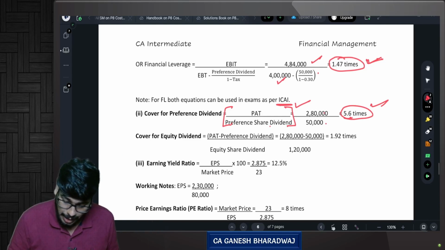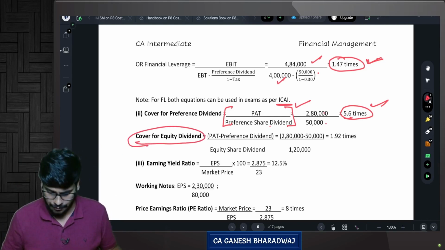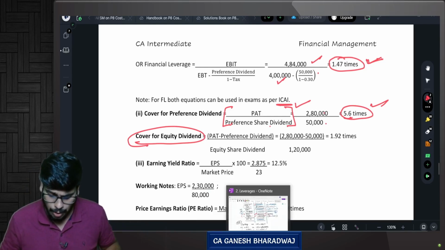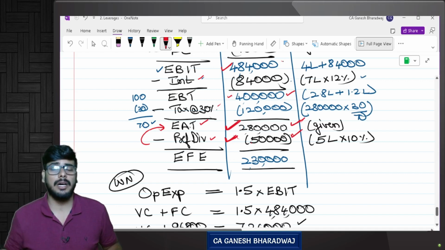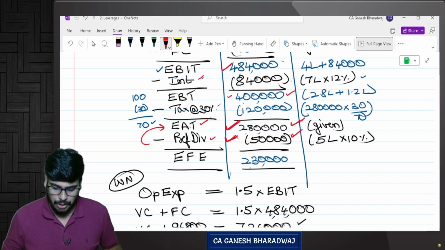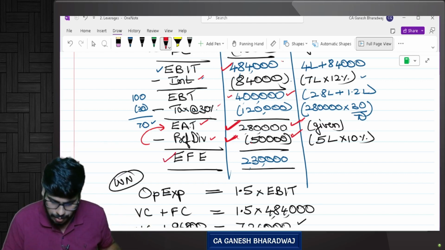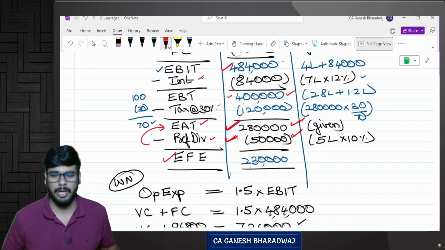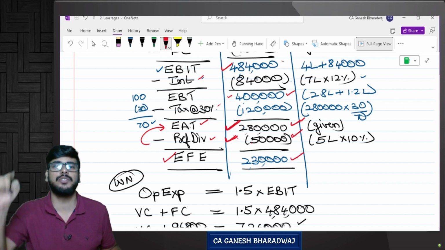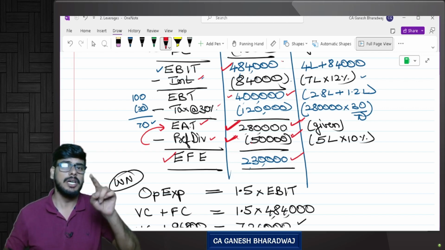Sir, then cover for equity dividend, or in other words, equity dividend coverage ratio. What is the formula? Very simple. Now look at this here. Now earnings for your equity shareholders, correct? So equity shareholders will be paid out of which amount? From their earnings for equity, correct or not? If the company has to pay dividend, they will pay it only out of this 2,30,000 to the equity shareholders. I'm not talking about preference, I'm talking about equity shareholders, correct or not?